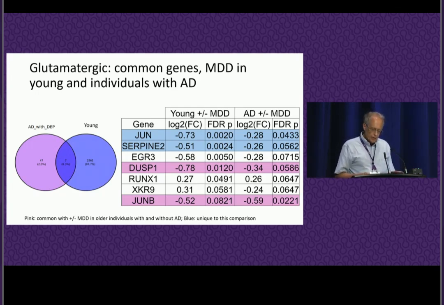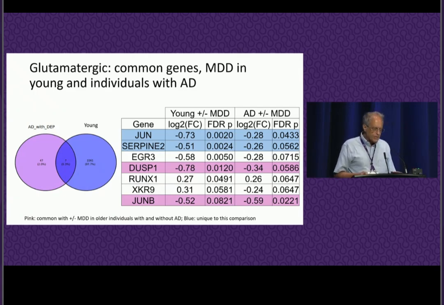Rows highlighted in pink co-occur with the older AD comparison that I showed on the previous slide, while the rows in blue are unique to this comparison. SERPINE2 is a serine protease inhibitor with activity towards thrombin, trypsin, and urokinase that promotes neurite extension by inhibiting thrombin. JUN is activated in response to stress.